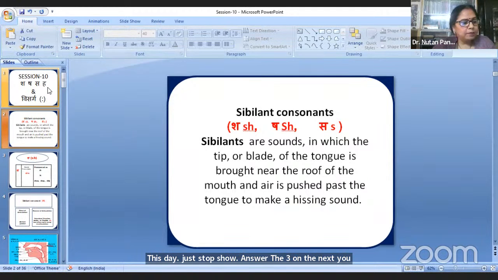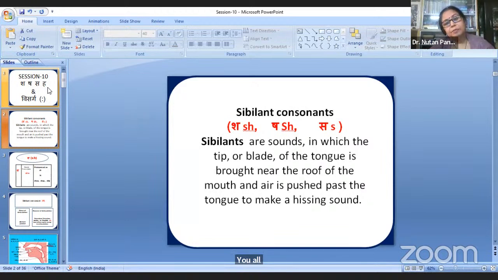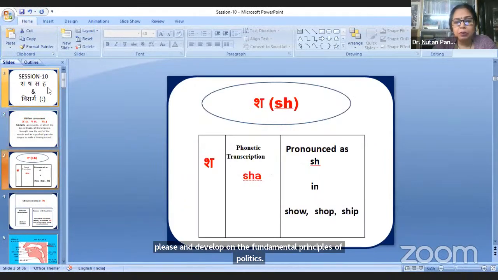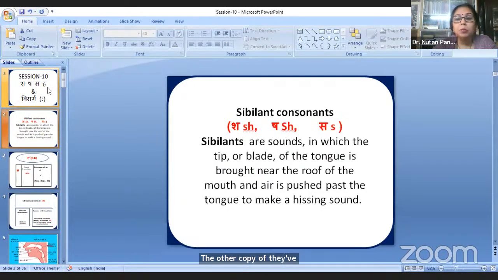You all know, hopefully you all know that Hindi is written in a script called Devanagari. The name of our script is Devanagari, and just for your knowledge, I want to share that it is considered the world's most scientific script because it is based and developed on the fundamental principles of phonetics. The orthography of Devanagari script is based on pronunciation. And because of this, there is no conflict of spellings.